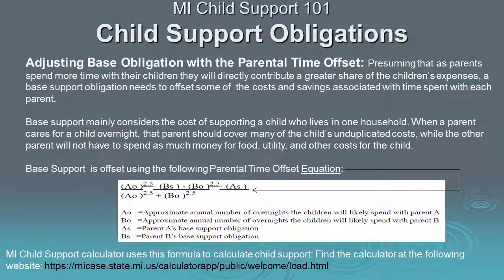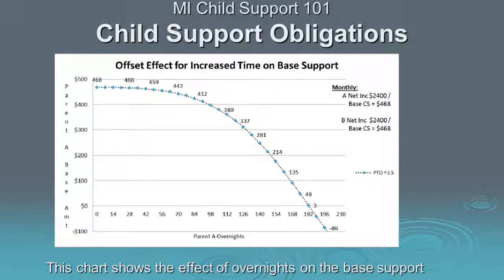The equation for base support does not take into consideration overnights spent with each parent. Thus, the parental time offset equation considers the overnights spent with each parent and reduces the base support. This diagram represents the effect on base support with increased overnights.